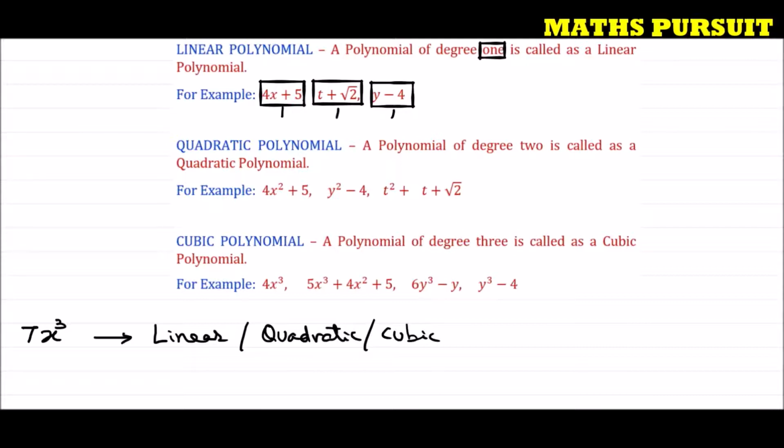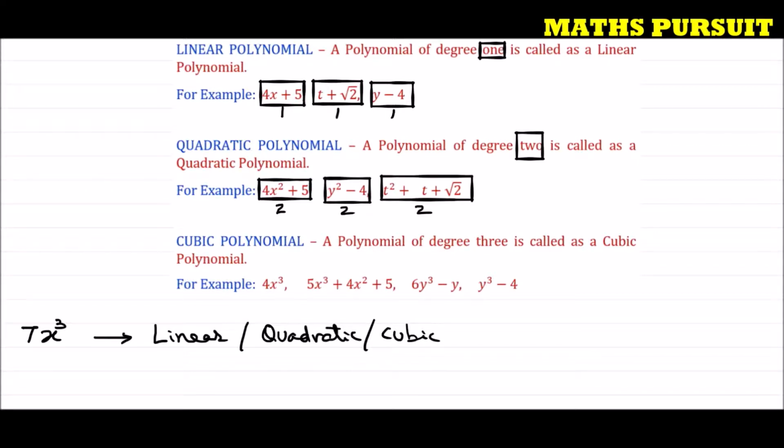Similarly, quadratic polynomial. A polynomial of degree 2 is called a quadratic polynomial. If you look here at these examples, 4x to the power 2 plus 5, y to the power 2 minus 4, t to the power 2 plus t plus root 2, all the degrees of the variables are 2. The highest degree of the variables is 2, so this belongs to a quadratic polynomial.